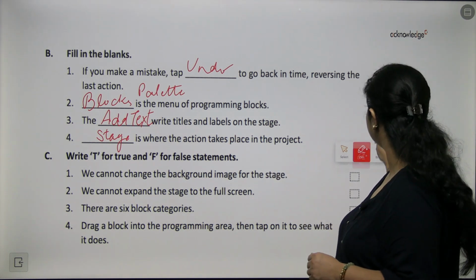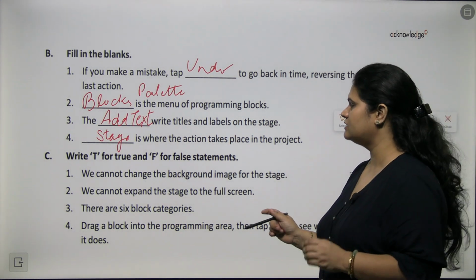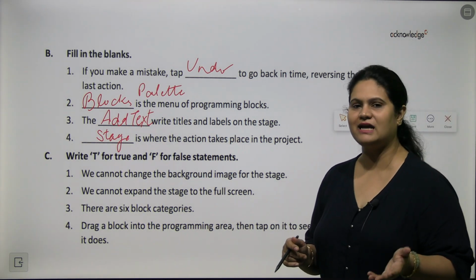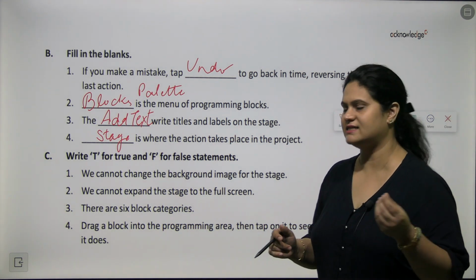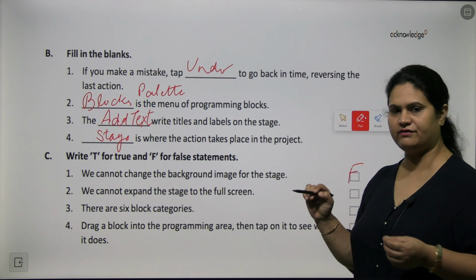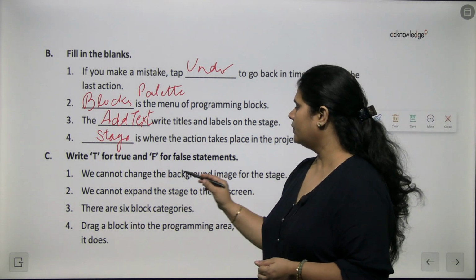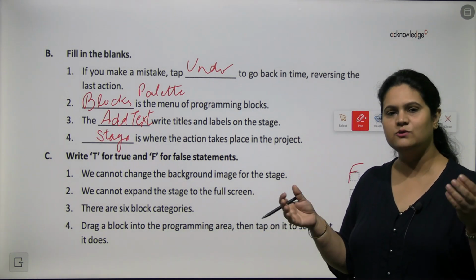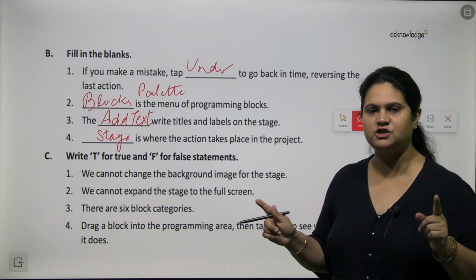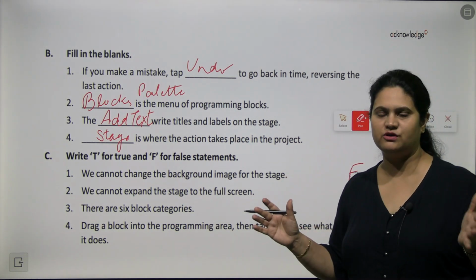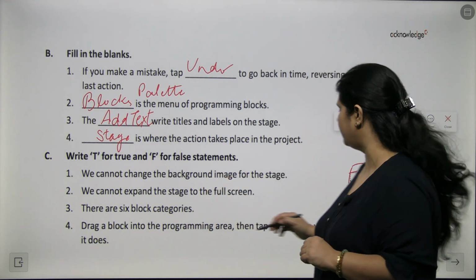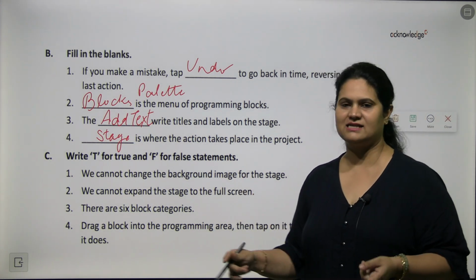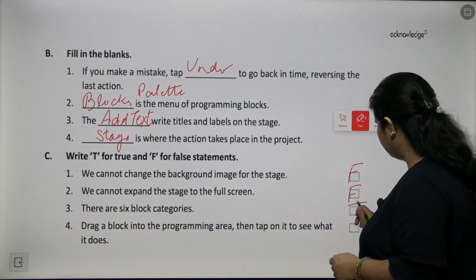Let's move on to the true and false, children. Number 1 says, we cannot change the background image for the stage. Can we not do that, children? We can. So, yes, it is a false statement. Right? Number 2, we cannot expand the stage to the full screen. We can, using exactly the presentation mode, we can expand the stage to the full screen. So again, it is a false statement. Number 3 says there are 6 block categories. That is true.